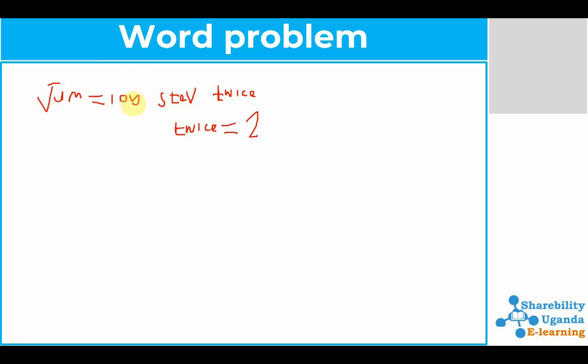So we shall say 10 times 2. We can arrange it the other way, according to place values. We shall say 2 times 0 is 0, 2 times 1 is 2. So here we shall be able to get our answer.